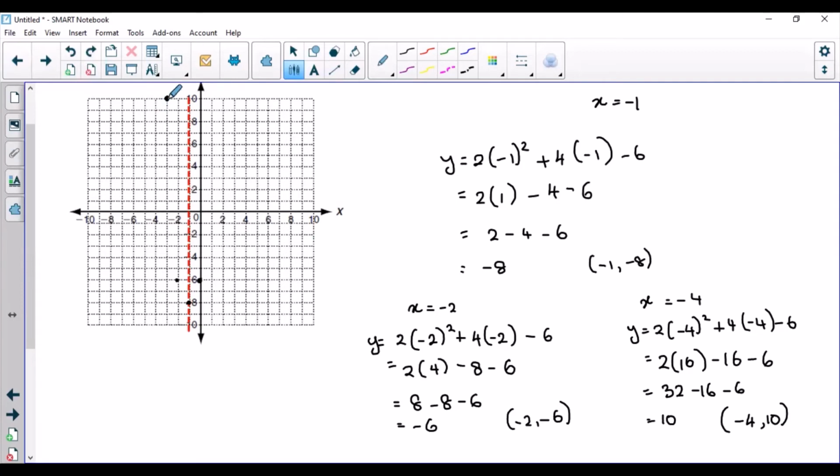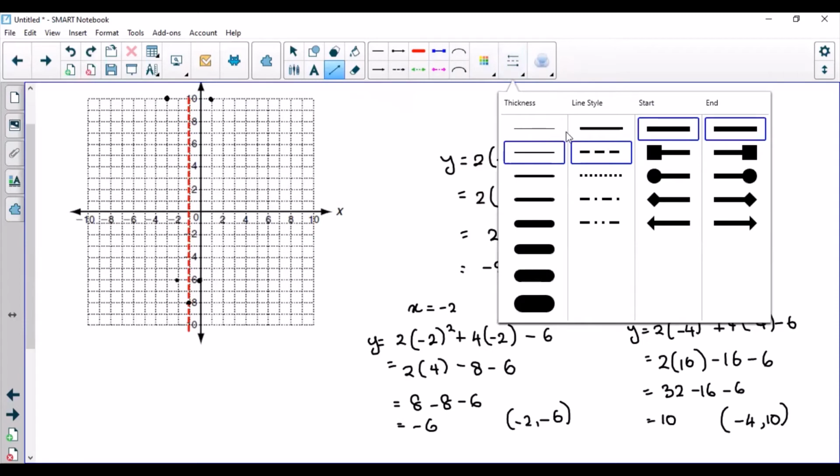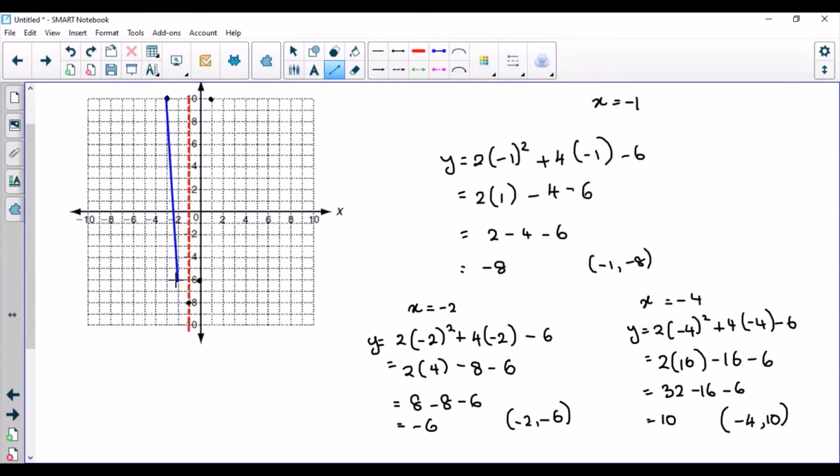And then reflect it along the axis of symmetry, 1, 2, so 1, 2 on this side as well. Now your parabola is going to be quite a narrow one, because the greater the value of a, the narrower the parabola becomes.